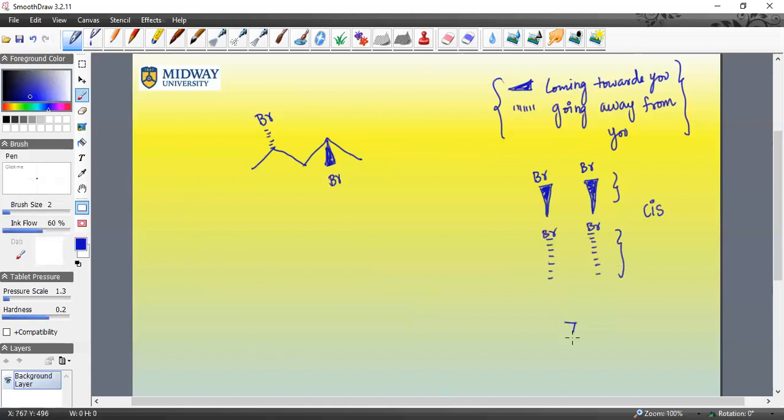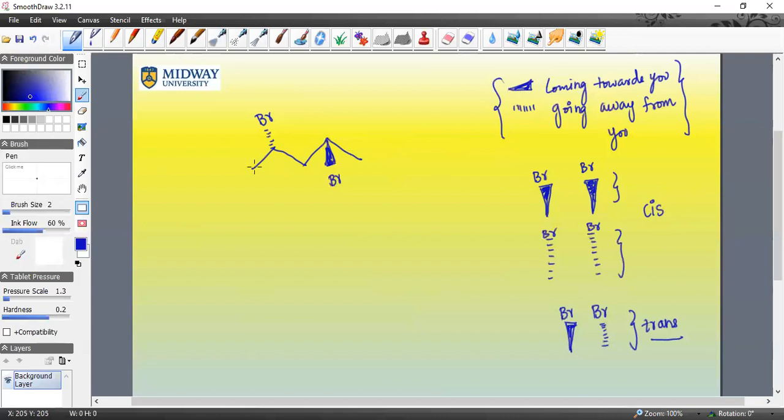Whereas say you have a compound that contains one Br that's coming towards you and the other Br that's going away from you, or any group for that matter, if you have two like groups, one is coming towards you, one is going away from you, that's a trans. If you have two identical groups, both coming towards you or both going away from you, then that's a cis.